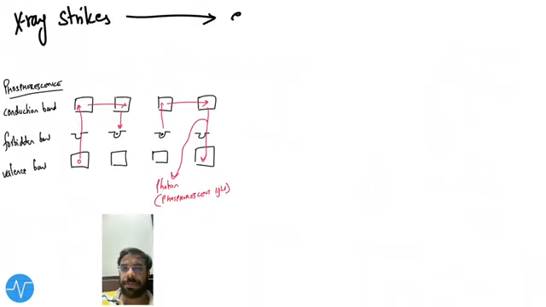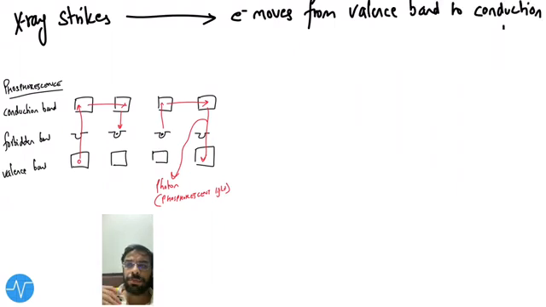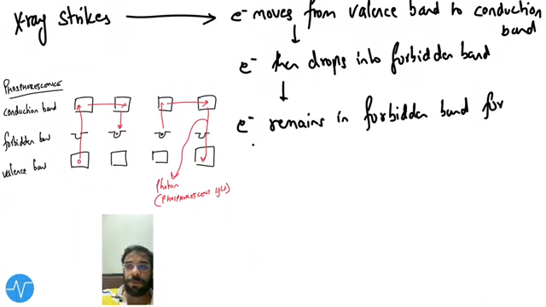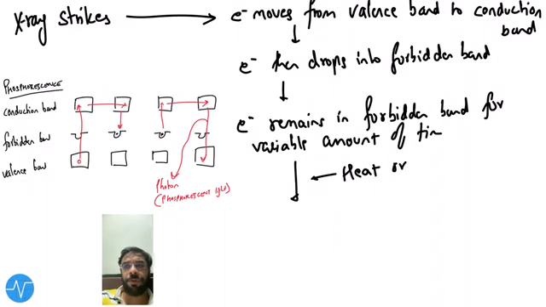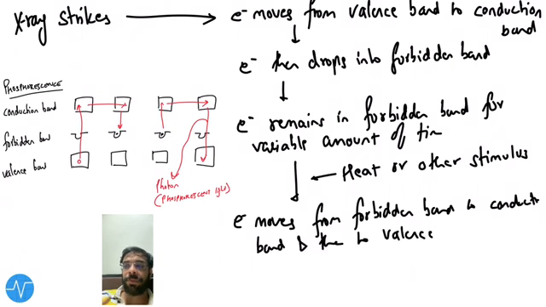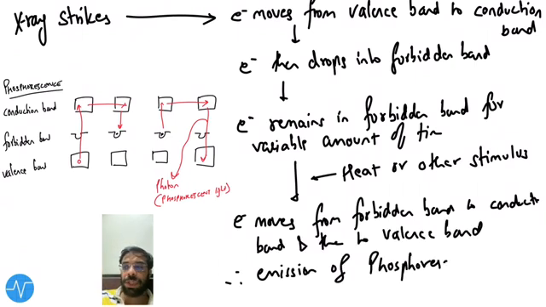Now let us revise again. The X-ray has struck. Electron has moved from the valence band to the conduction band. This electron then drops into the forbidden band and it remains in the forbidden band for a variable amount of time. If again a stimulus is given like heat, it moves from the forbidden band to the conduction band and then to the valence band. Therefore, emission of a phosphorescent light. This is known as phosphorescence. Heat or other stimulus is given. If you remember, this is an important principle in thermoluminescence dosimetry, which we will discuss during TLD, this phosphorescence process.